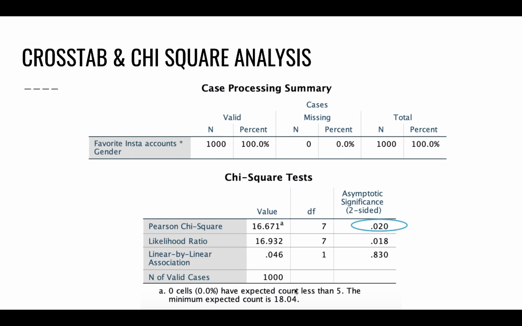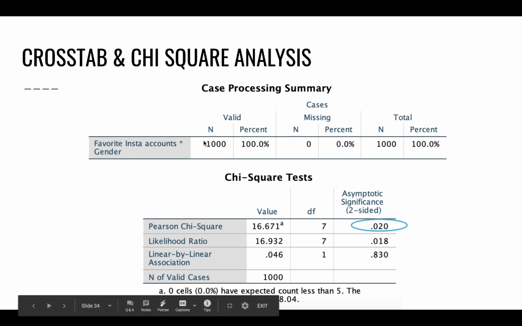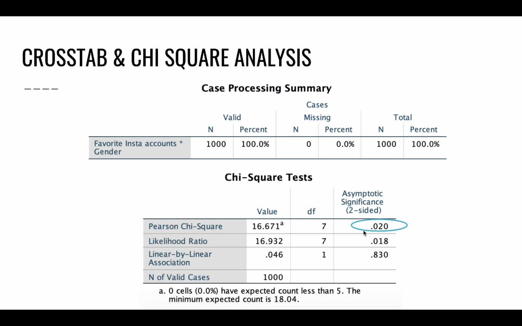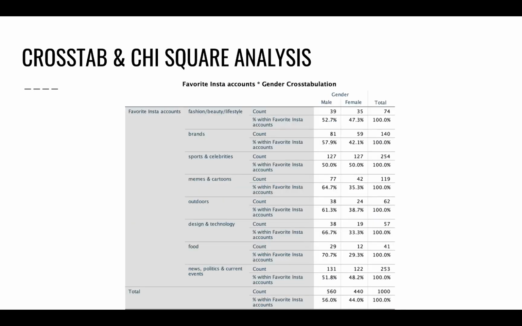So the first thing you see is here overall you have your sample size, 1,000 people. And here you have your Pearson chi-square p-value. Asymptotic significance, two-sided. So here's your p-value, 0.020. So what you see here is that the p-value is smaller than 0.05, which means we do find a significant relationship between these two variables. So let's take a look at what that relationship looks like. So let's take a look at our crosstab table.